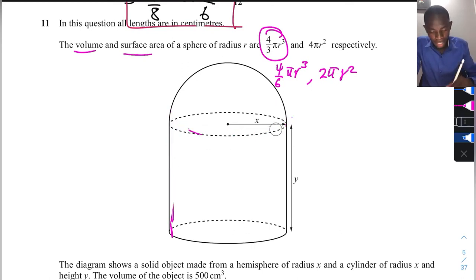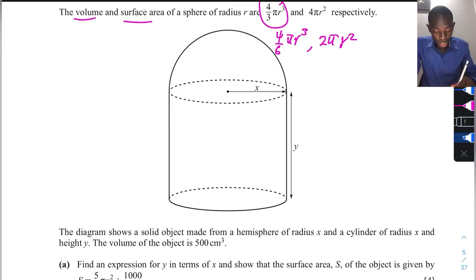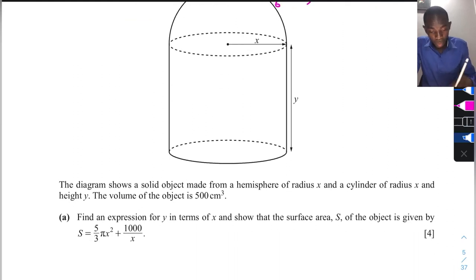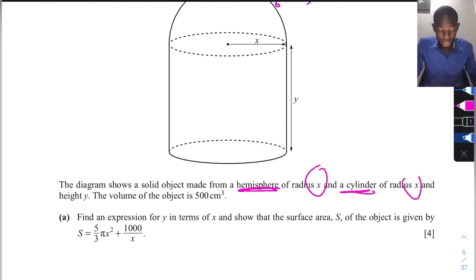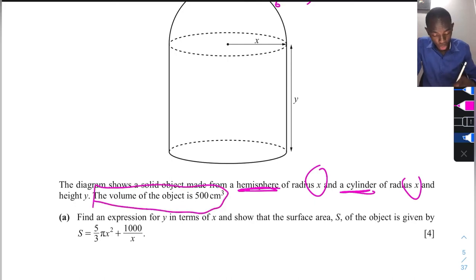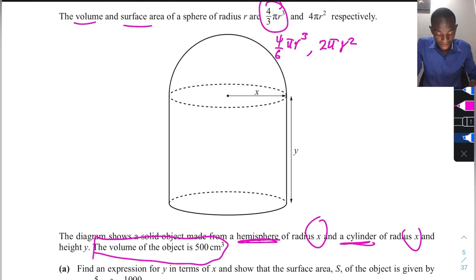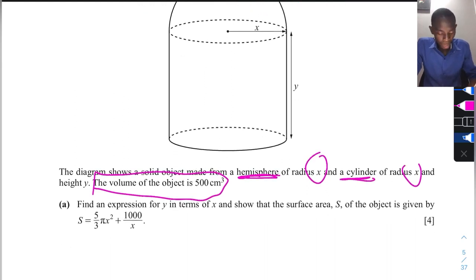All right. Then the next thing that you want to do is to continue with the preamble and see what is there. Well, this diagram shows a solid made up of a hemisphere, like I said, so you need to divide that by 2, and then a cylinder. But their radii is actually x. And then the volume of this shape is 500. So now that they have given you the volume, that's where you start from. What do they want? They want you to show that the surface area.